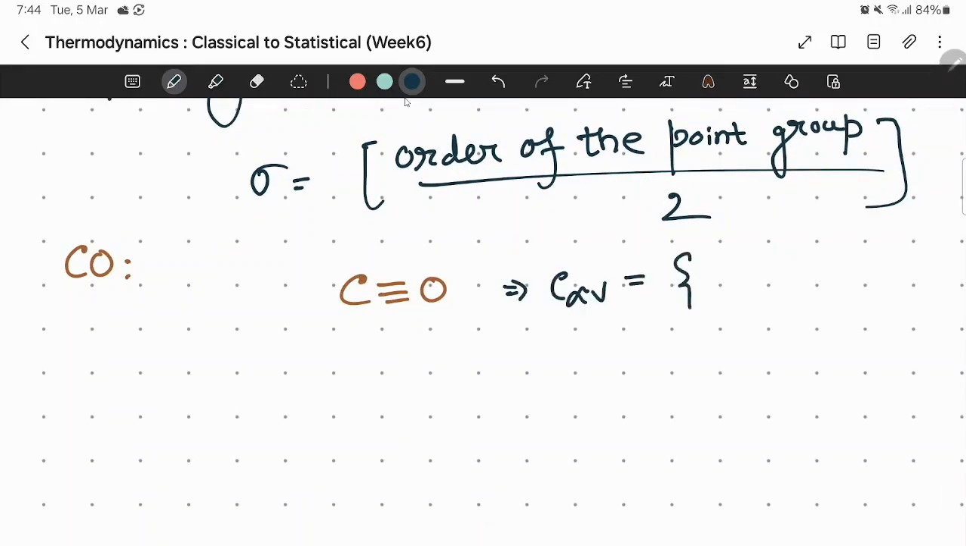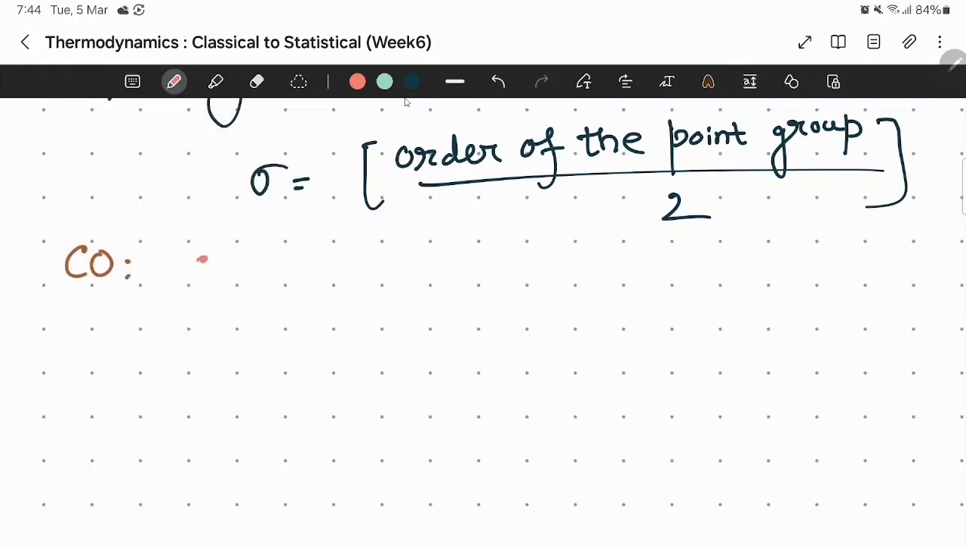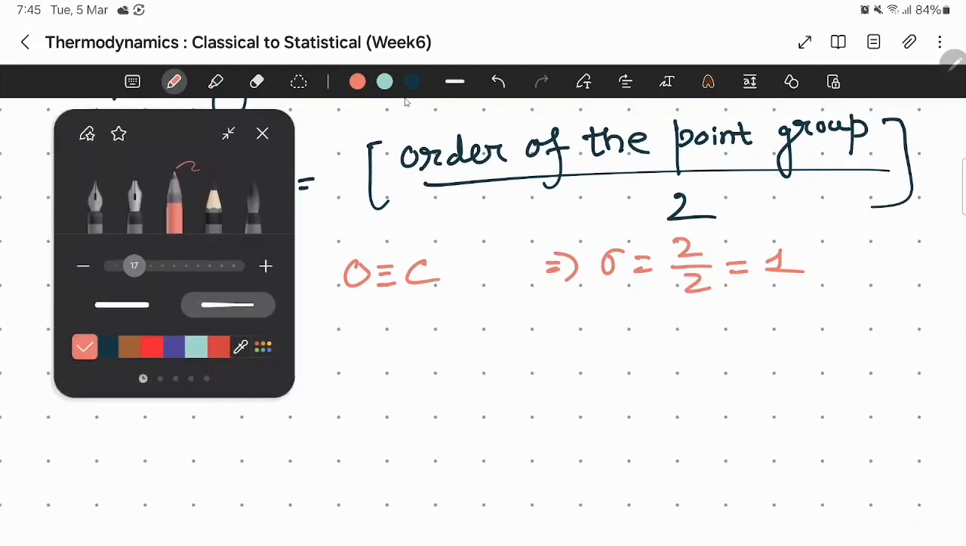And in C infinity V, there are only two elements, so sigma will be 2 by 2, so 1. In this way it is coming. Okay, I'm not getting into that. Just remember it, otherwise there is no option. For CO, you can think of the number of orientations, not in a pure sense. For CO, there are two orientations, so sigma will be 2 by 2, it's 1.